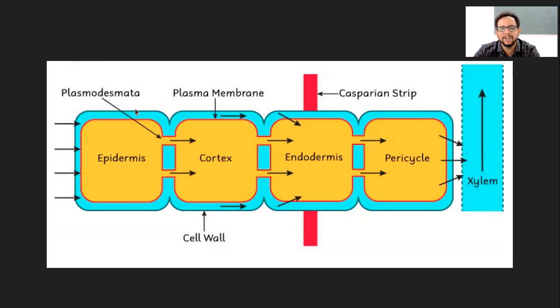through this plasmodesmata. Plasmodesmata are nothing but connecting junctions, like tubular structures between neighboring cells in plants. That is plasmodesmata. And through the cortex, it will go into the endodermis. From the endodermis, it will go into the pericycle. From the pericycle, it will enter into the xylem.